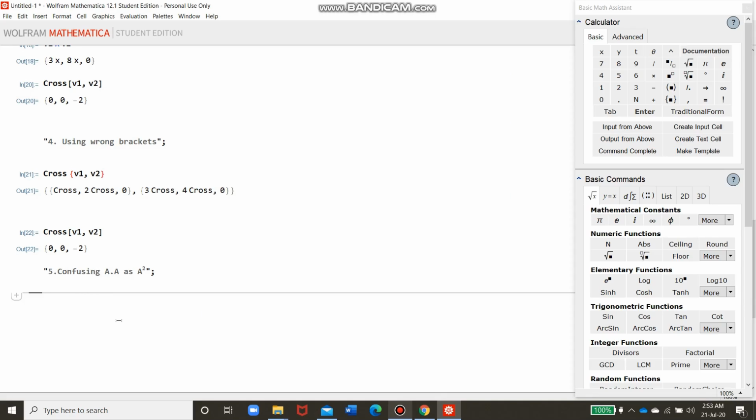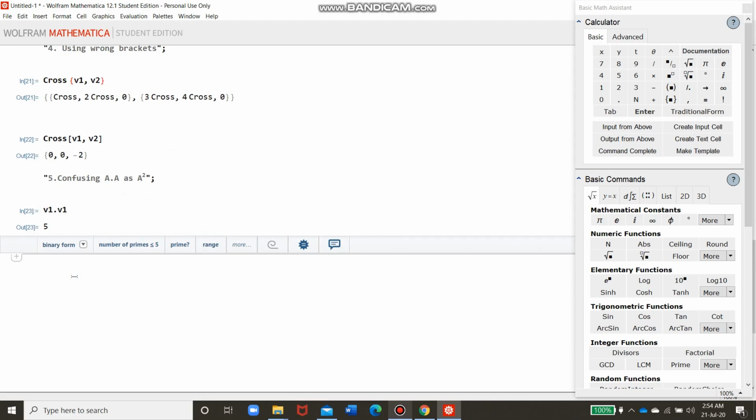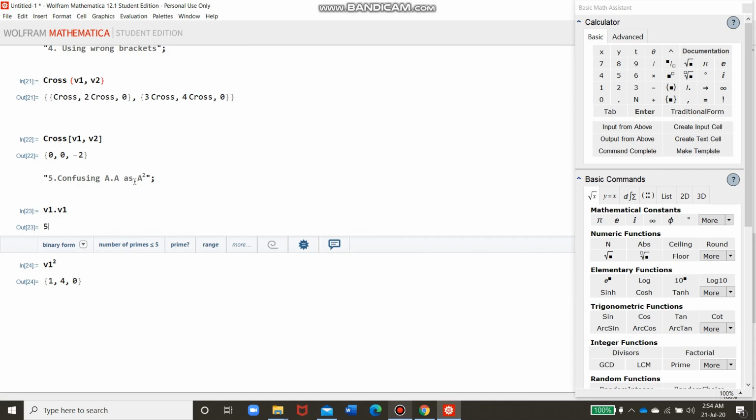The next common error can be confusing the dot product a dot a with a squared. So I just want to show you how different the answer would be. For example, we know v1 dot v1 is going to give you 5, all right? But if you do v1 the whole square, we're going to get a totally different answer, all right? So make sure that you don't confuse a dot a as a square.